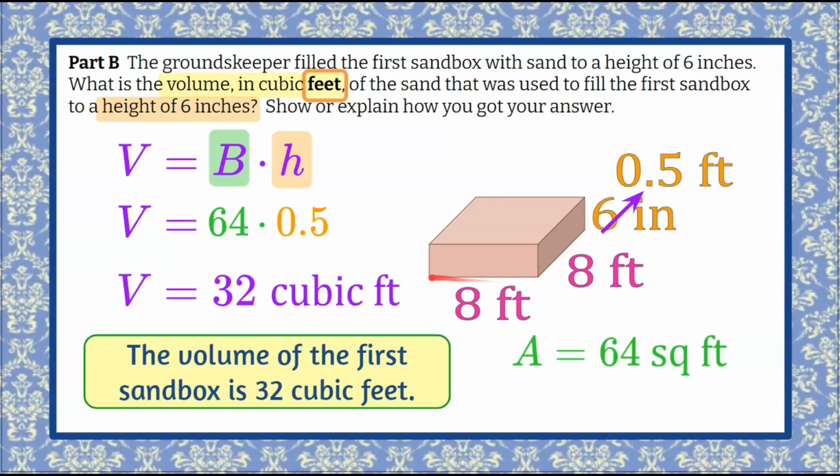So 3 measurements multiplied together give us cubic. 2 linear measurements give us square.